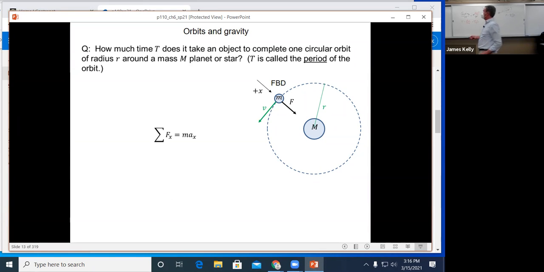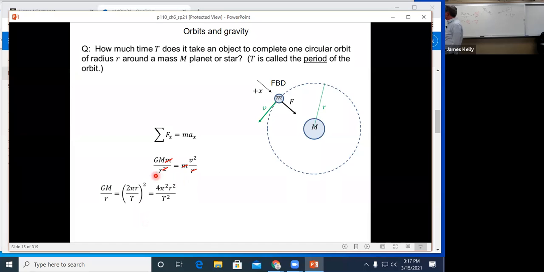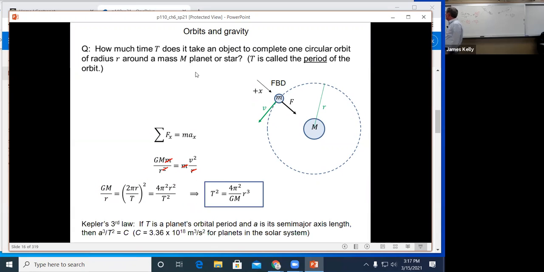How much time? Yes, same free body diagram, plugging in the distance over time trick. That's the 2 pi r over t. So after we've done the cancellation, the only thing left on this side was a v squared, and there's our v squared using the distance over time trick. And then taking the left-hand side and the right-hand side, and solving for t, again, that's a formula you're going to see boxed in Giancoli.